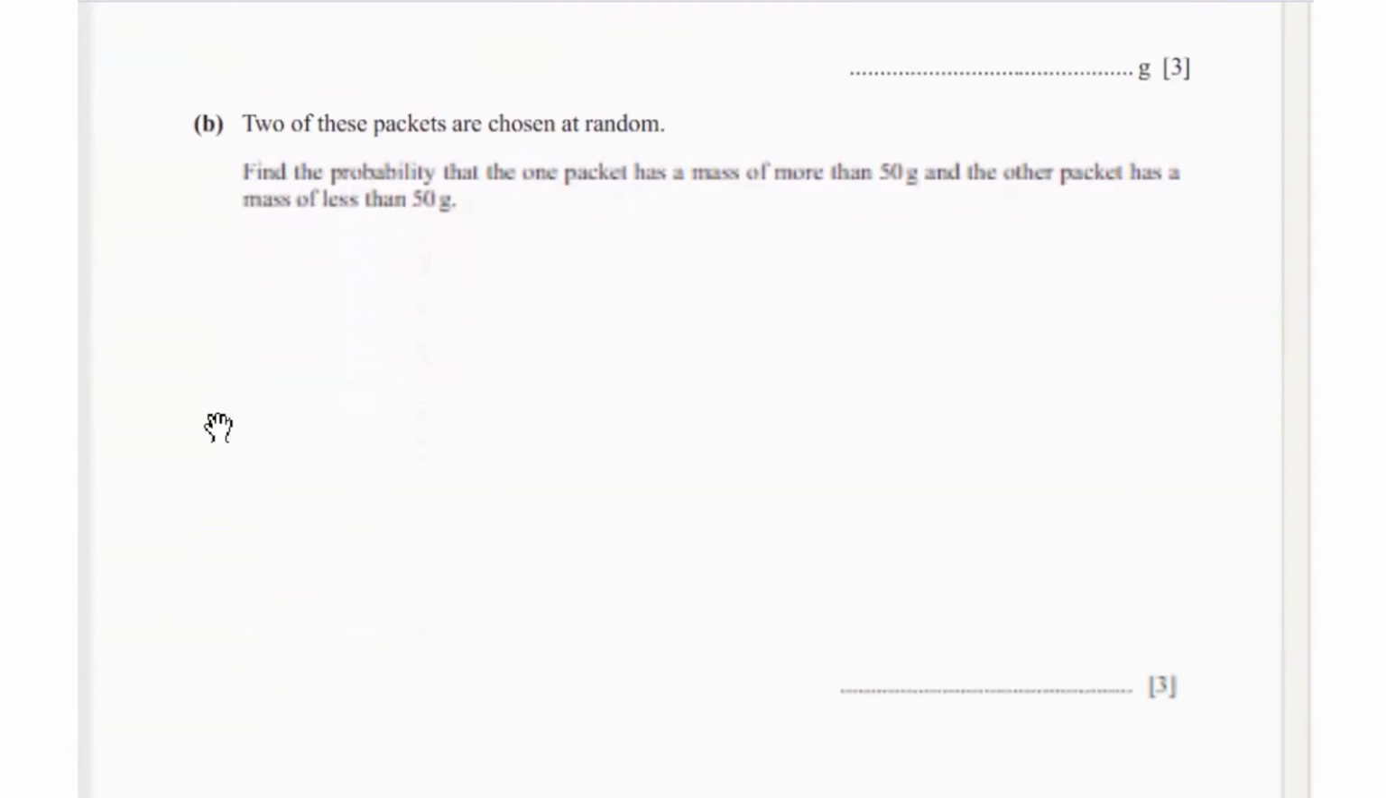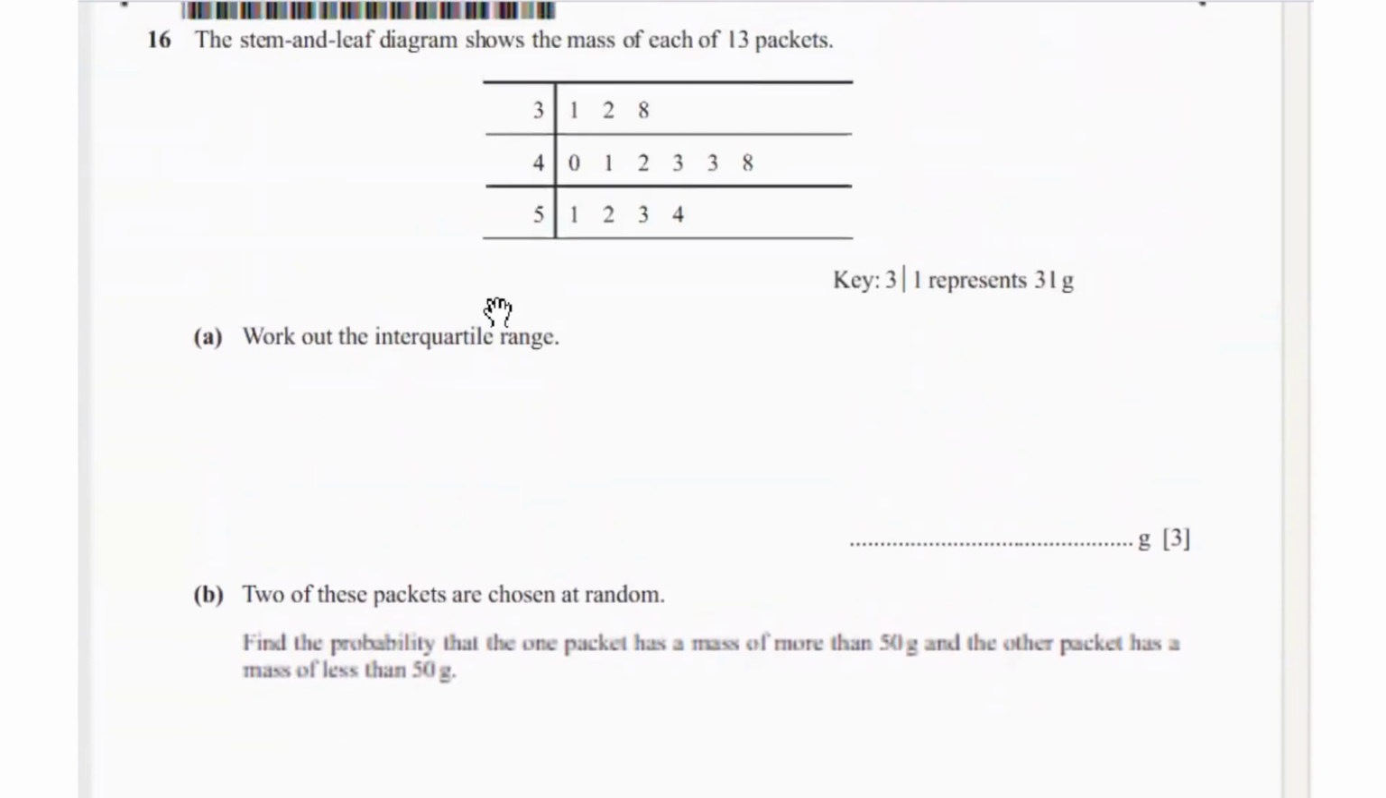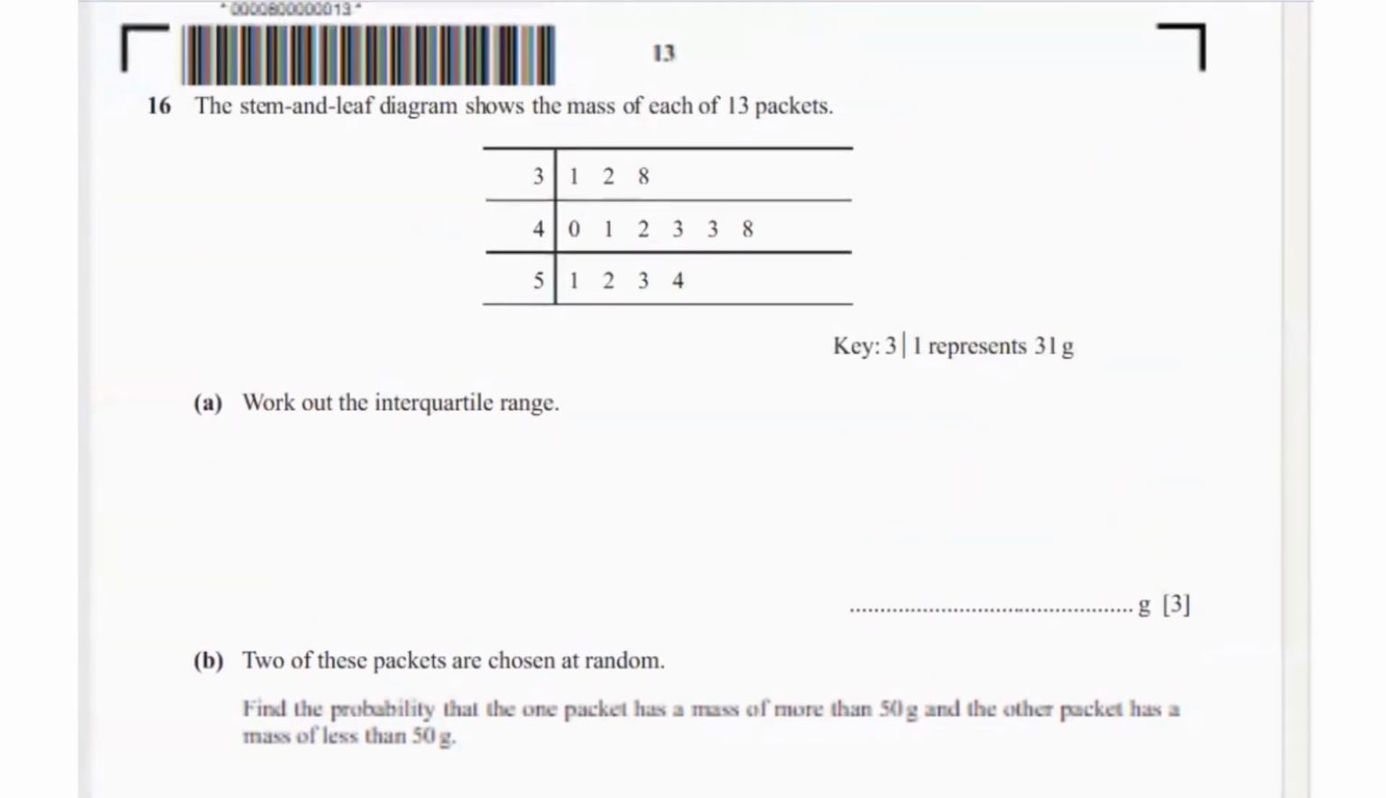Then two of these packets are chosen at random. Find the probability that one packet has a mass of more than 50 grams and the other packet has a mass of less than 50 grams. More than 50 grams is basically these, and less than 50 grams is all of these. As you can see, there are 4 packets which are more than 50 and there are 9 packets that are less than 50.